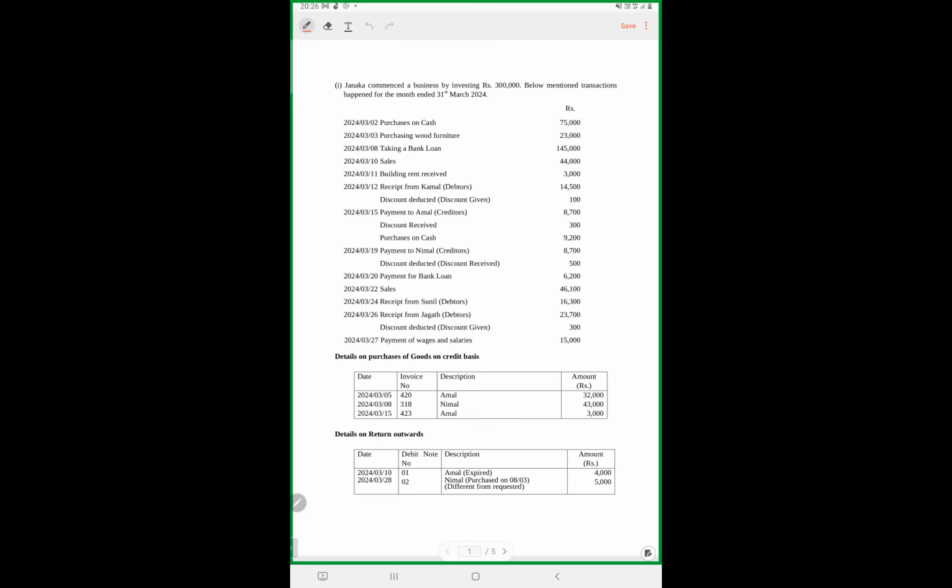Now we discuss, right? Janaka commenced a business by investing 300,000 rupees. The below mentioned transactions happened for the month ended 31st March 2024. So Janaka started by investing 300,000. Of course the business will receive the money. So we need to record it in the cash receipt journal.